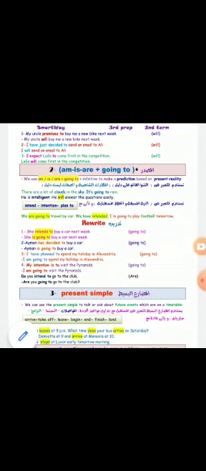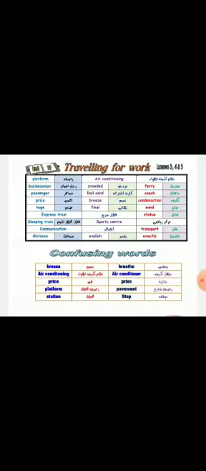I'm getting married next week. I have arranged everything for this marriage. So we use present continuous when we talk about arrangements in the future. These are the four forms of future tenses.